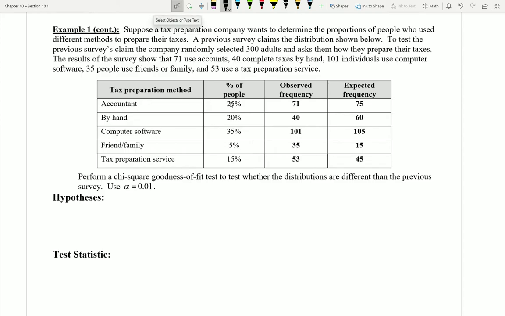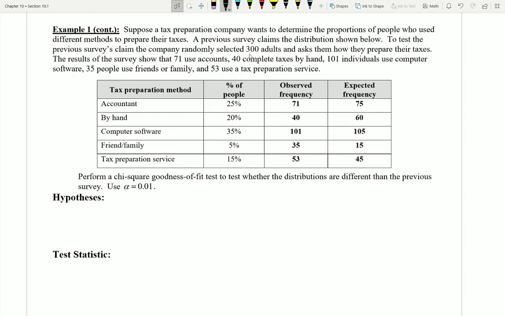Let's take a look here at example number 1, continued. We want to go back to this tax preparation method question where we were given a percentage for each individual category of how individuals may have been filling out their taxes. Remember that this was based on a previous survey. And then we went out and we were wondering, are these values going to be the same now as they were previously? So we observed a bunch of individuals.